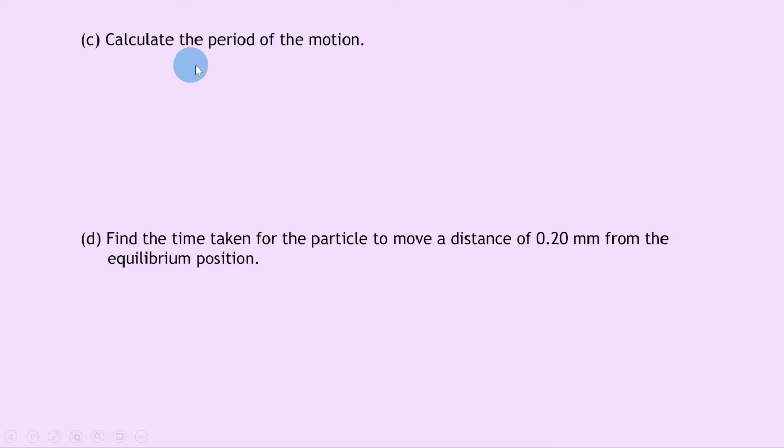Part C says to calculate the period of the motion. So we're trying to find the period capital T. We now know the linear frequency f, which is equal to 4.5 hertz. So substituting this into our equation relating period and frequency, we have T equals 1 over f, and substituting in the numbers gives 1 divided by 4.5, which if you put into your calculator should give you an answer of 0.22 seconds.